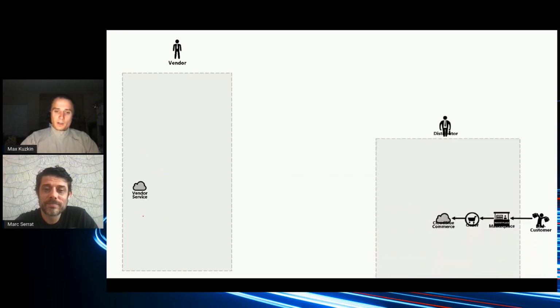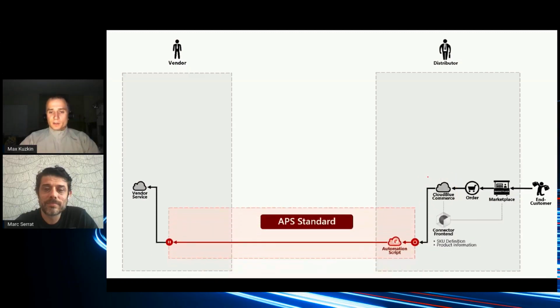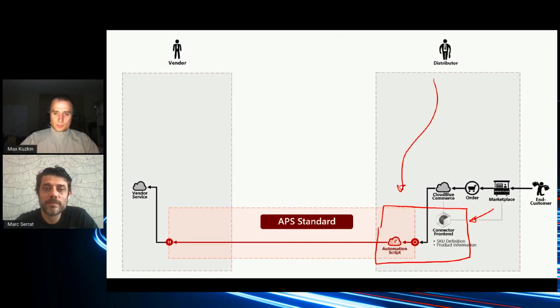Both technologies are very similar conceptually. They are all about integration with vendor services, and they are all about integration with distributor systems like CloudBlue Commerce. The difference is that APS Standard was largely the on-premises integration framework. So with APS Standard, we provided our partners with tools and SDKs and instructions of how to develop this plugin or application into the system on premises of a distributor.